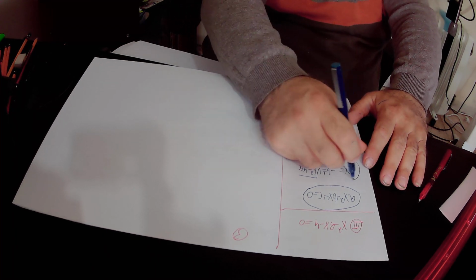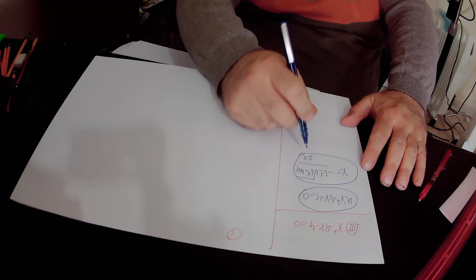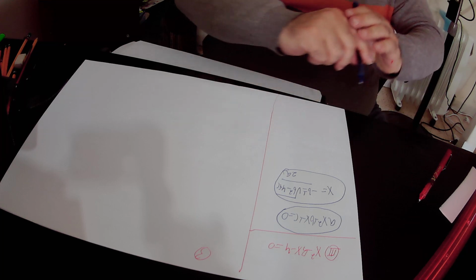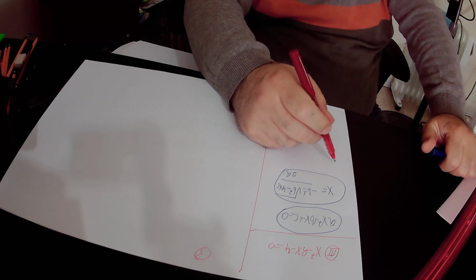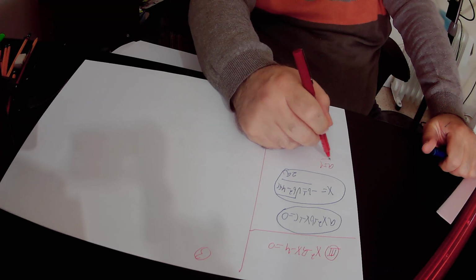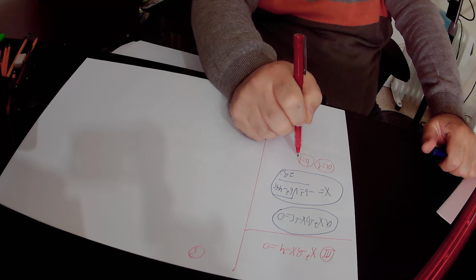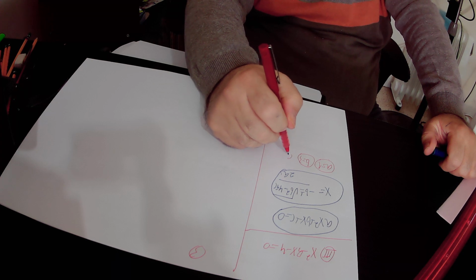In our specific quadratic equation, the coefficient a equals 1, the coefficient b equals 3, and the coefficient c equals minus 4.